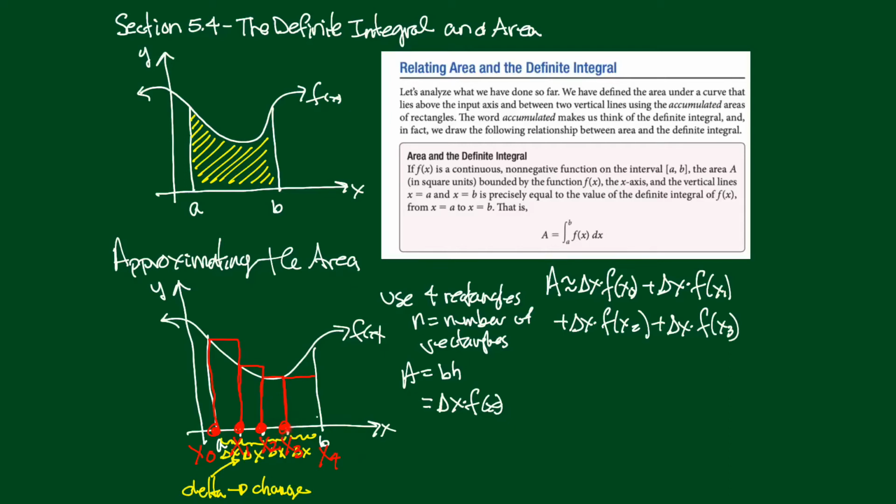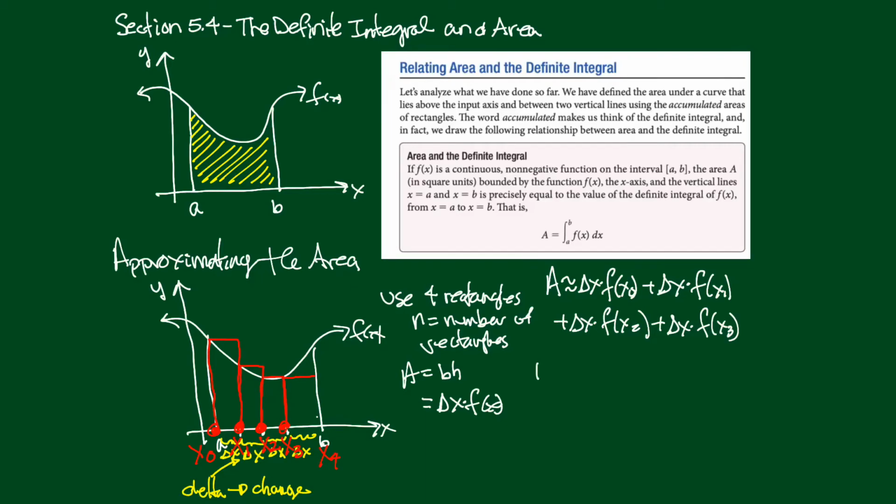So I'm coming off these left-hand endpoints. If I come off the very first one, x sub 0, I get this rectangle. X sub 1 generates this rectangle, x sub 2 this rectangle, and x sub 3 this rectangle. So all we have to do now is find delta x and all these particular values.